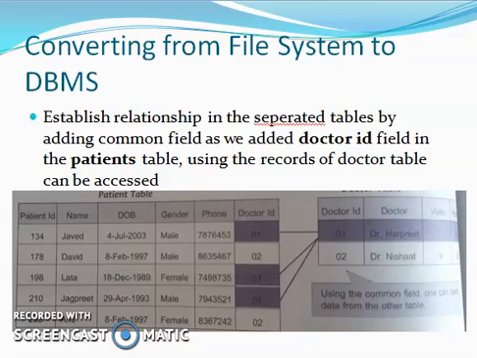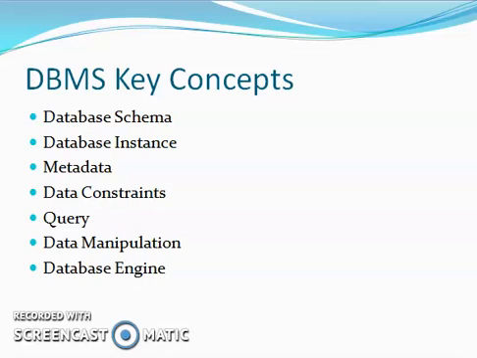There are some key concepts in the DBMS system. Mainly 7 key concepts are there. The first one is database schema. It is a representation of the structure or the design of a database. It represents the database table structure along with inter-table relationships. A schema is also called the visual or logical architecture of a database.